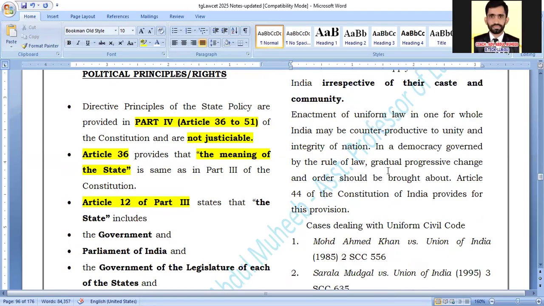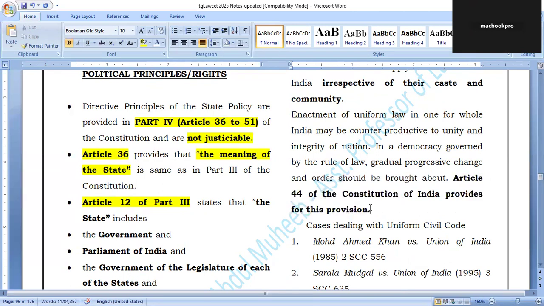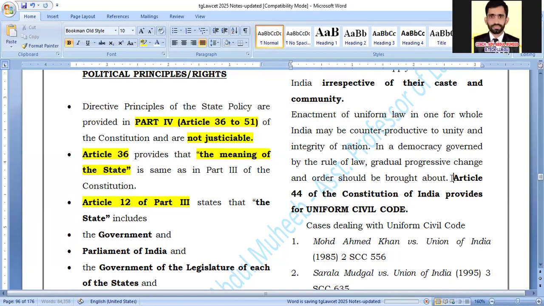Enactment of a uniform law for the whole of India may be counterproductive to the unity and integrity of the nation. In a democracy governed by the rule of law, gradual, progressive change should be brought about. Article 44 of the Constitution of India provides for these provisions. So this is the case dealing with the uniform civil code.